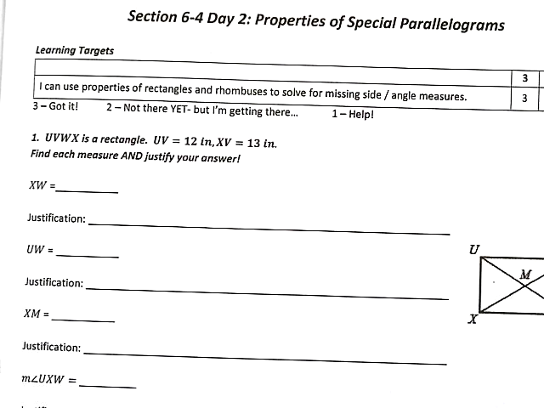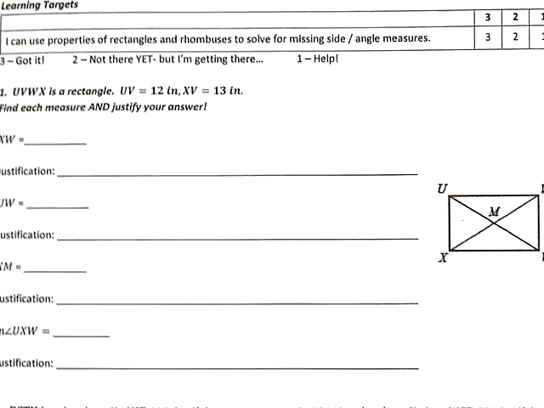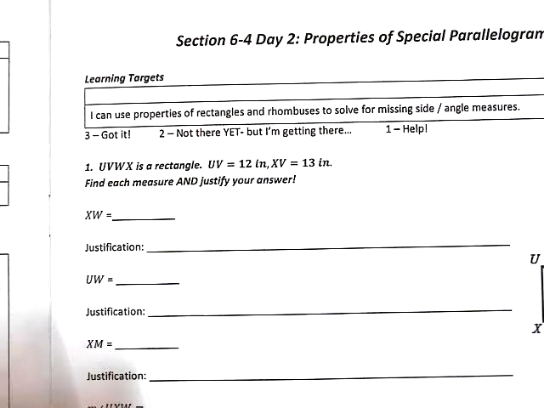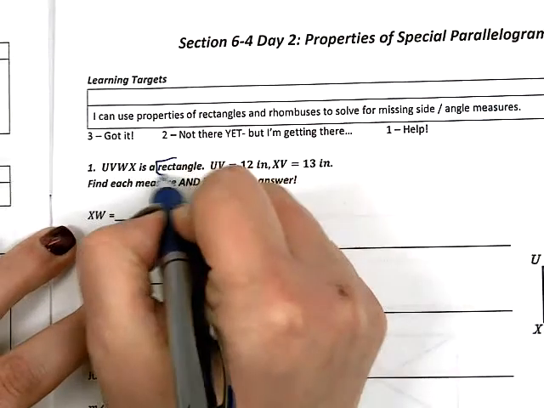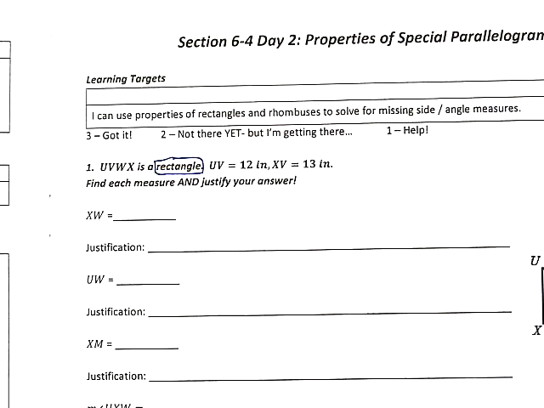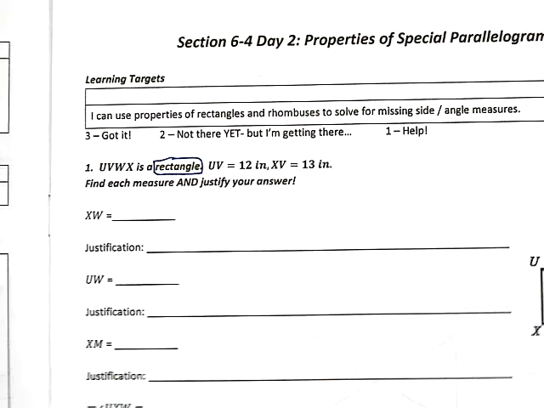So looking at number 1, it says that UVWX is a rectangle. So this figure over here is a rectangle. Alright, cool. We know that a rectangle is a quadrilateral with 4 right angles and that it shares all the properties of parallelograms, right? So let's just go ahead and get started.